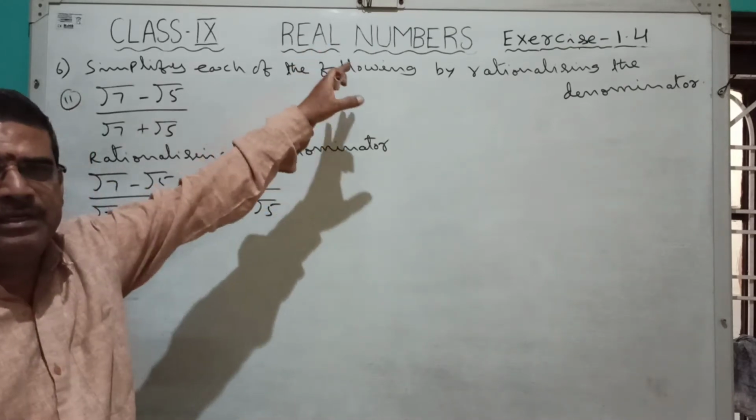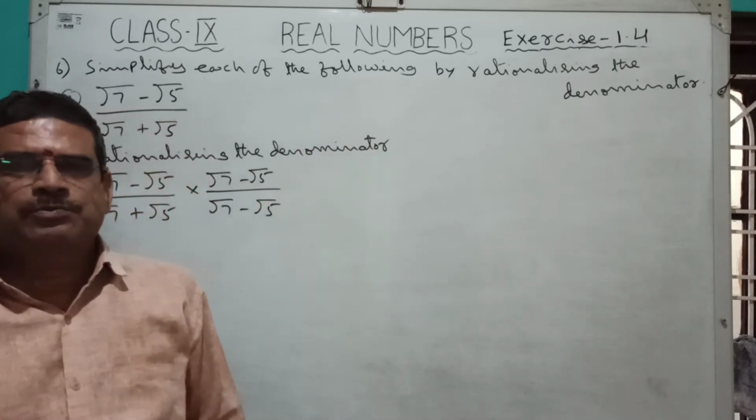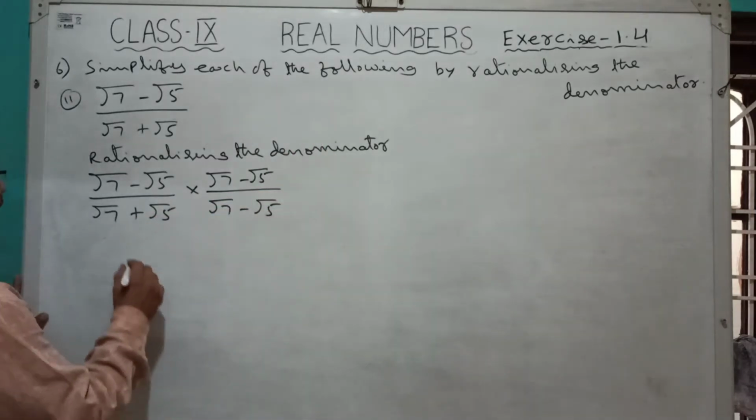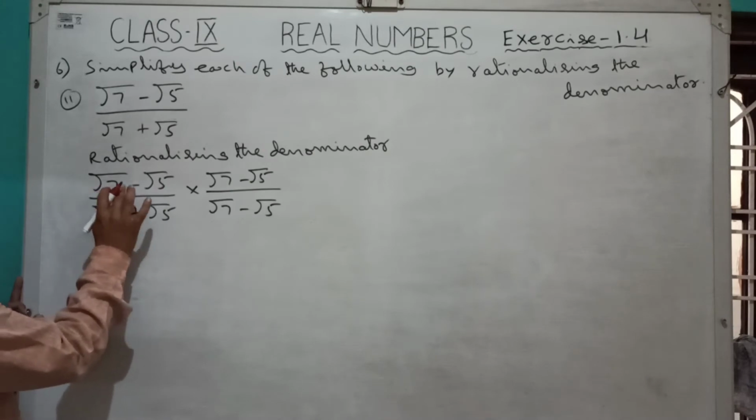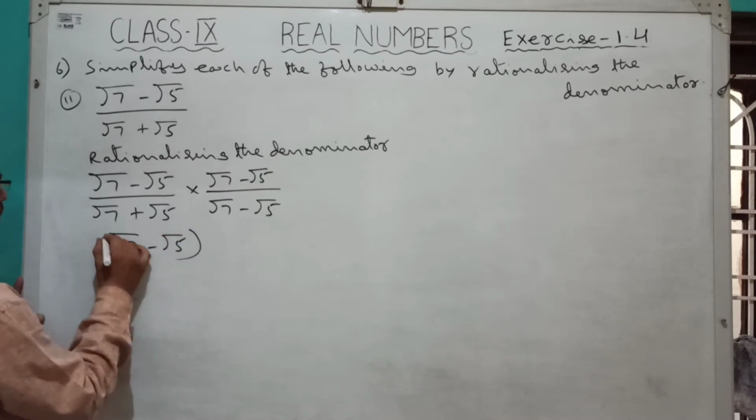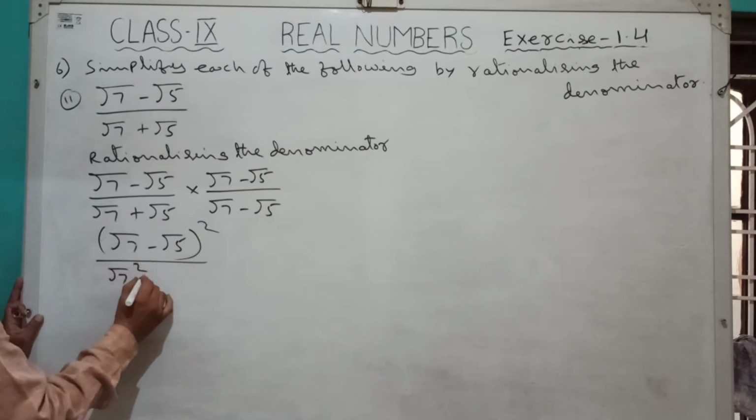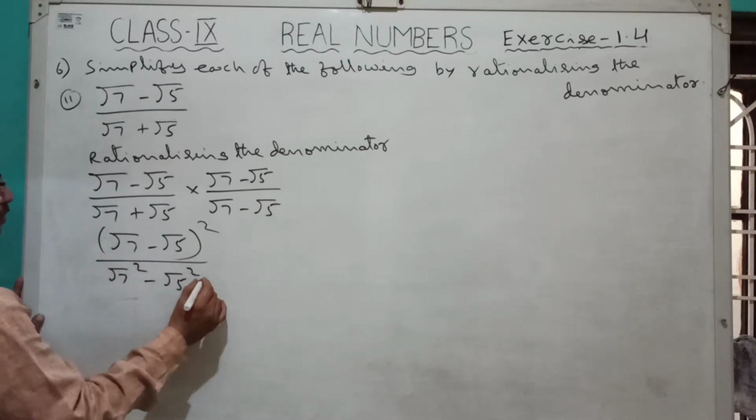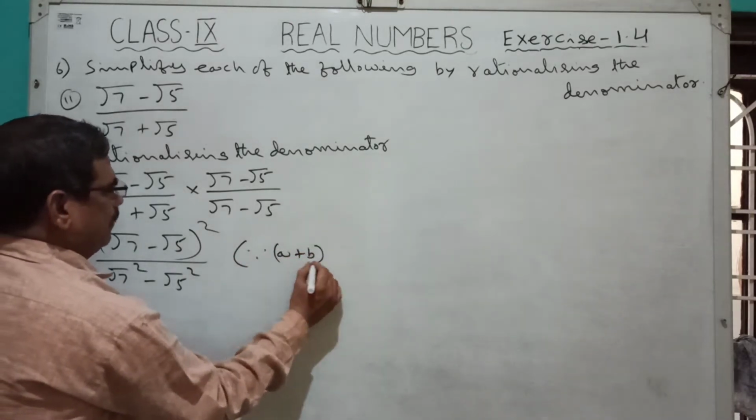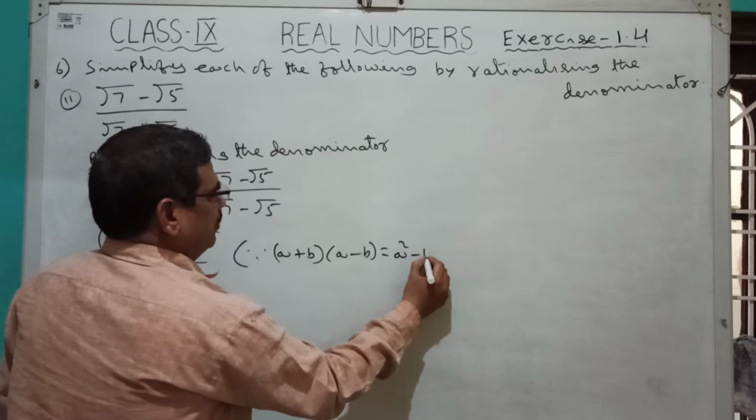Almost 70% of this exercise depends upon the formula a square minus b square is equal to a plus b into a minus b. This exercise particularly. So see the numerator, a minus b, a same. So (root 7 minus root 5) whole square by, here a plus b into a minus b, root 7 square minus root 5 square. Here I am using this formula: a plus b into a minus b is equal to a square minus b square.